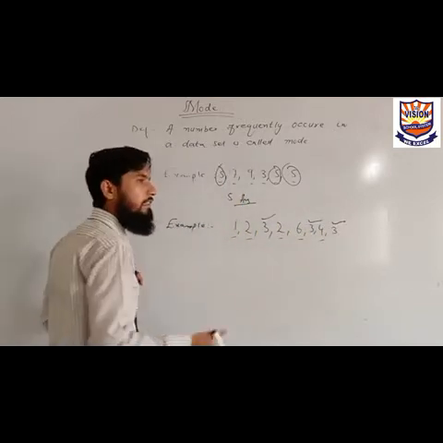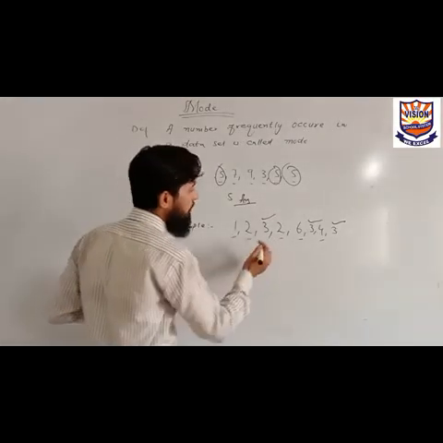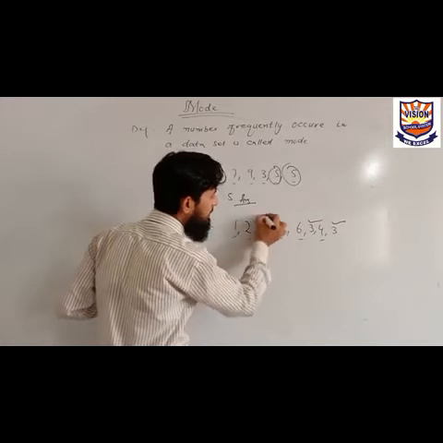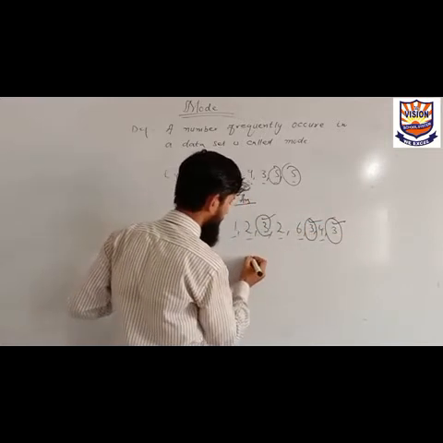So the number that occurs more times than the other numbers is called the mode. So here the mode for this data set is 3. Our answer will be 3.